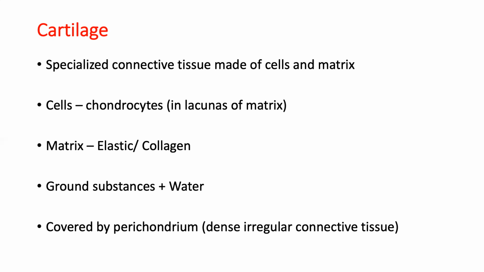And there is one layer which is called perichondrium. Peri means around, chondrium means cartilage. This sheet of fiber, which is another type of connective tissue, encloses the cartilage, wrapping around it like a blanket. It is a dense, irregular connective tissue.